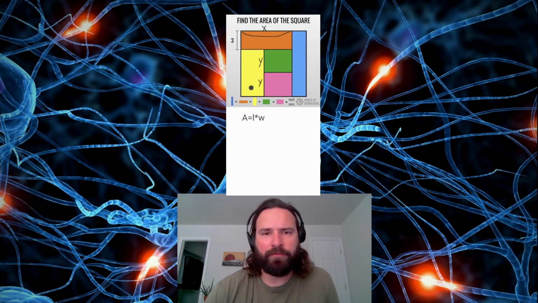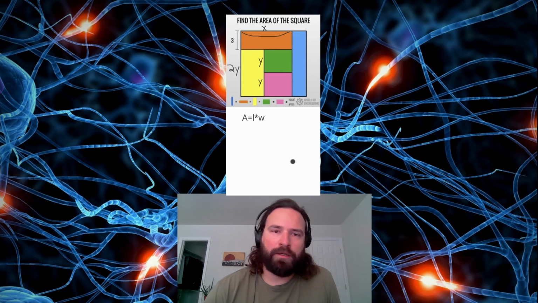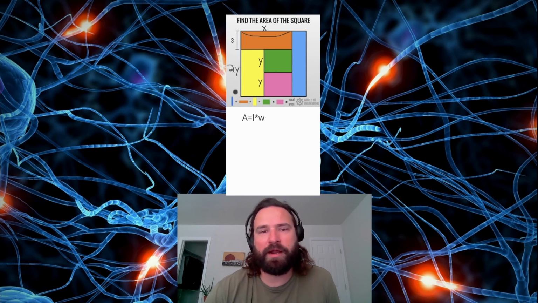And since yellow has a length that is exactly the same as pink plus green, I can represent yellow's length as 2y. And that's cool because now we have something to represent the length of the entire shape. The entire square now has a length of 3 plus 2y. And since we're told at the beginning of the problem that it's a square, 3 plus 2y times 3 plus 2y is going to give us the area of the entire shape.